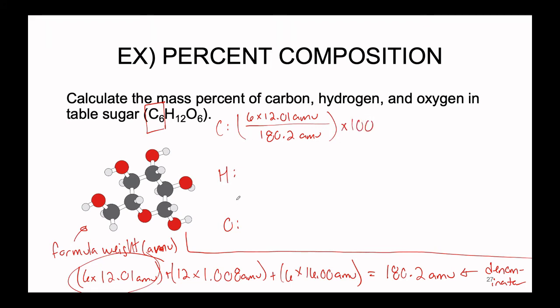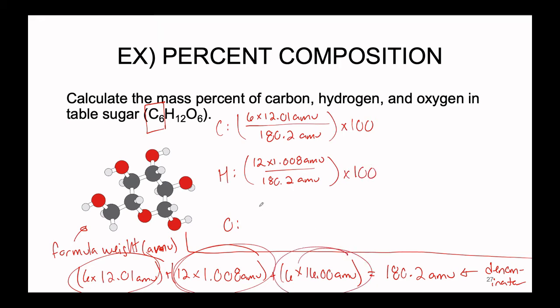But if we continue to set up the rest of these elements before crunching these numbers, we can really see this pattern. Hydrogen's contribution, we can see also down below, 12 times 1.008 AMU, all divided by that 180.2 AMU. And again, percent, so times by 100. And oxygen's, we can see last. It's that 6 times 16.00, all divided by 180.2 AMU. And again, all times 100.